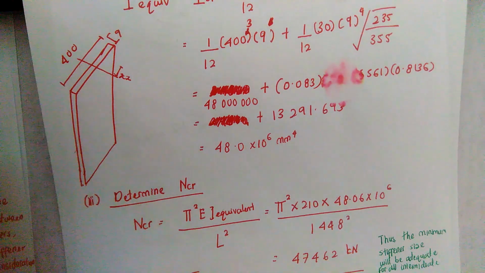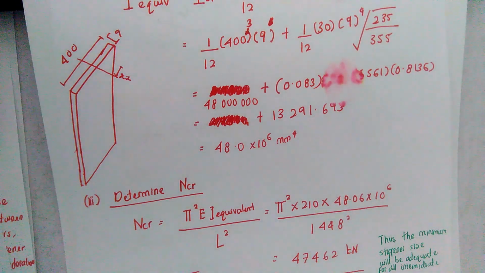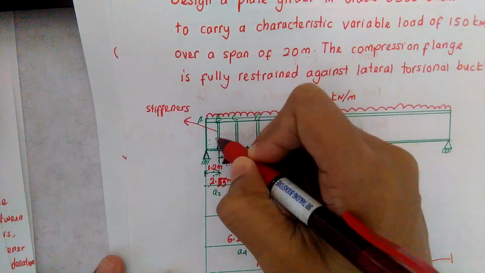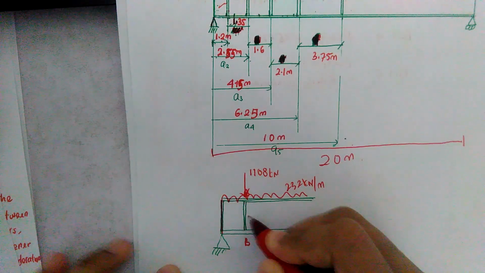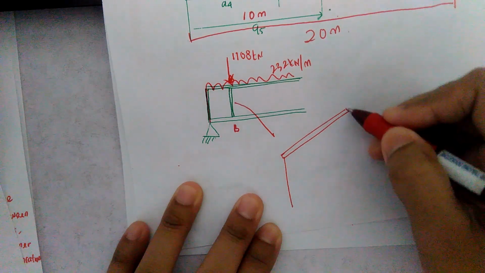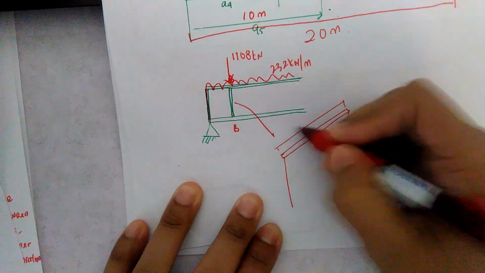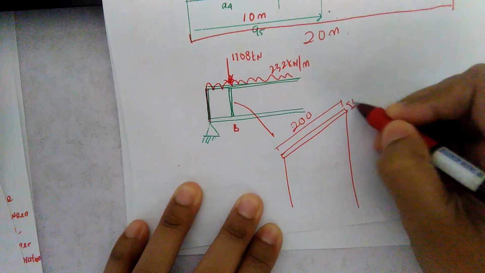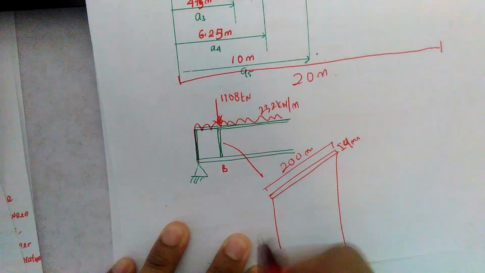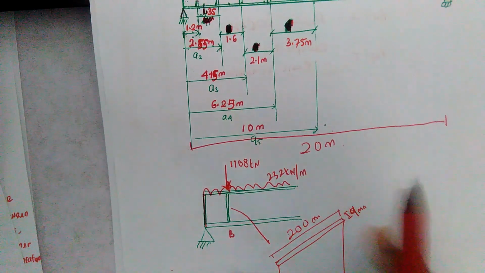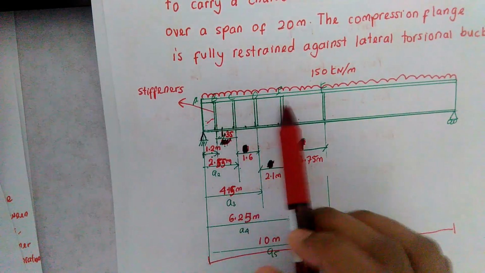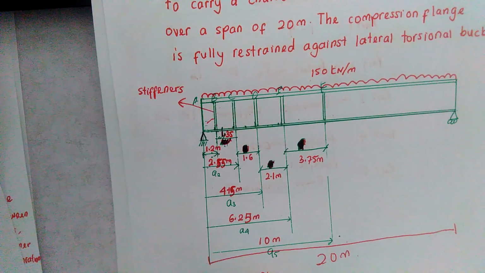Therefore, the minimum stiffener size will be adequate for all intermediate stiffeners. Meaning that in this particular case, the size that we propose for the stiffener for panel AB, which is 200 by t, 9 mm, is satisfied for all intermediate stiffeners. So you can apply the same size for B, C, D, E, and F.